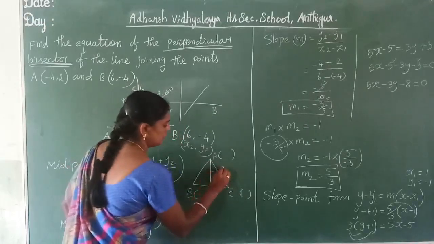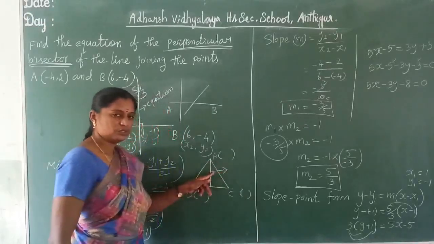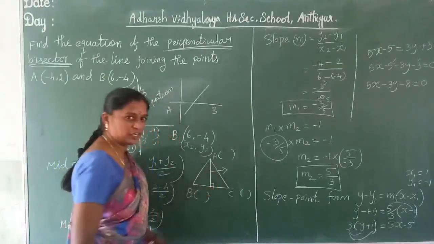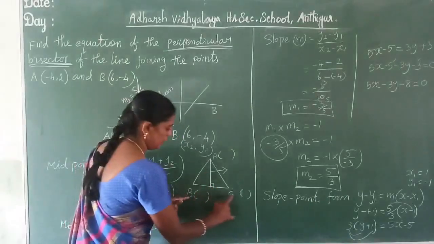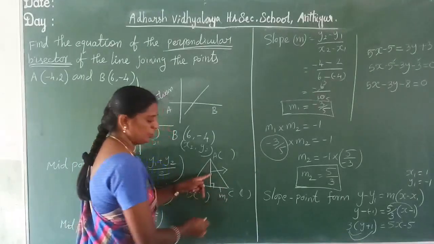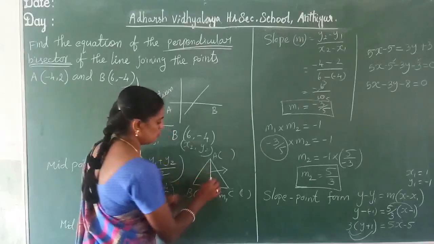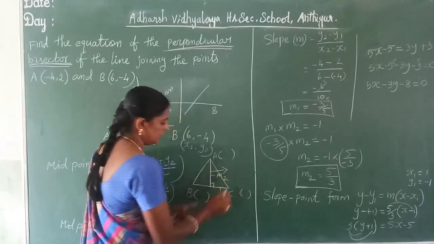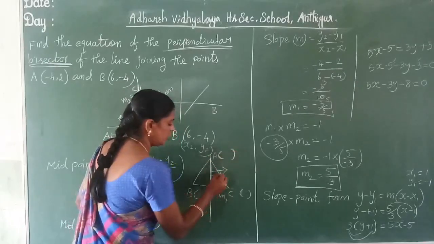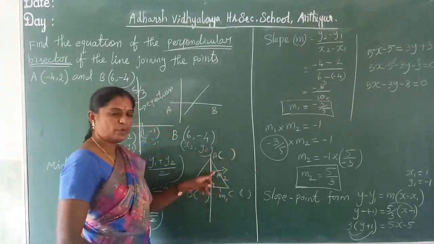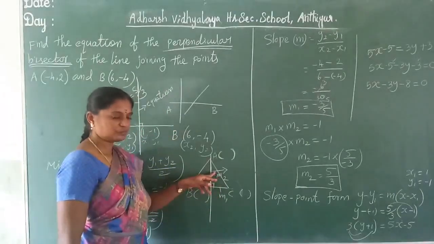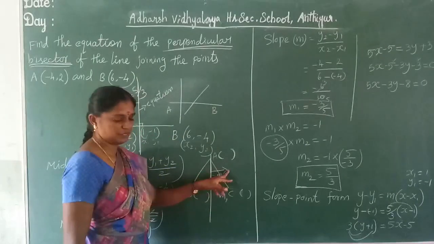Calculate the equation of the altitude. How do we find the equation of the altitude? The altitude is a perpendicular line. So we easily find the slope of the side, that is m1, and m1 into m2 is equal to minus 1. Easily we get m2, and this line passes through this point with this slope. So applying the slope-point formula, we get the altitude equation.